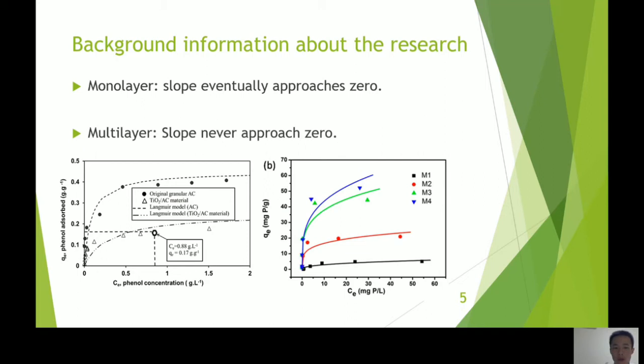So if we graph it, and continuously increase the initial concentration of the surfactant for monolayer adsorption, the amount of surfactant being adsorbed will eventually reach a plateau, which on the graph you can see the slope will eventually approach zero. However, as for multilayer adsorption, the slope will never approach zero. As you continuously increase the initial concentration of the surfactant, the amount of surfactant being adsorbed will continuously increase.